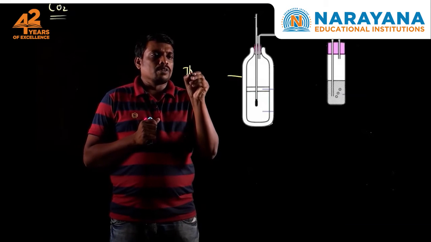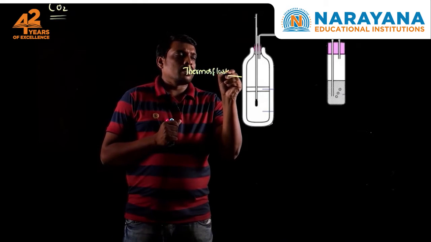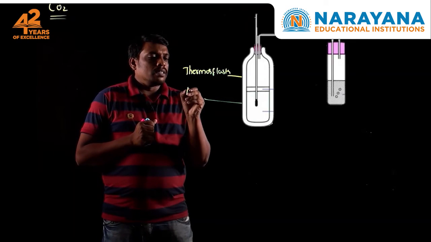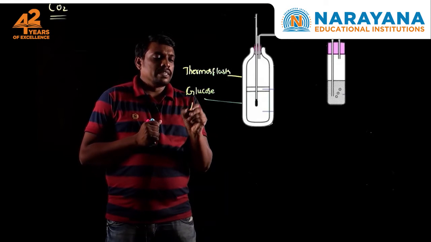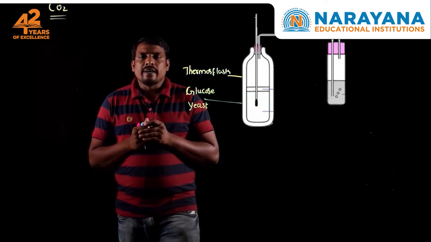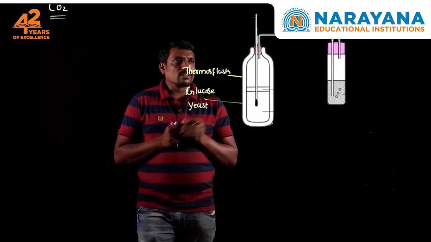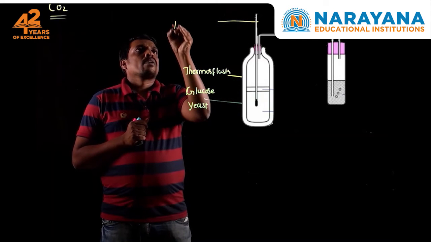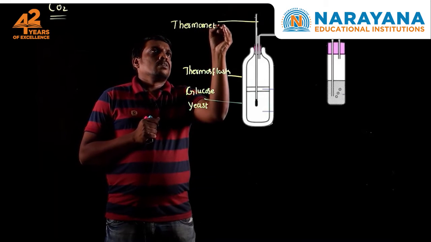We need a thermos flask. Inside this thermos flask, we need to take the glucose solution along with the yeast cells. After taking the glucose solution, we have to add yeast cells to this thermos flask. Take the thermometer. Insert the thermometer as shown in the figure.